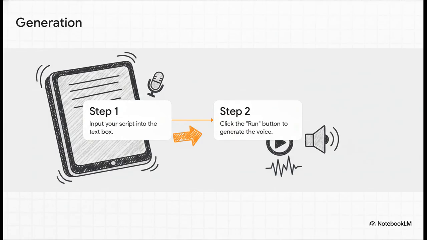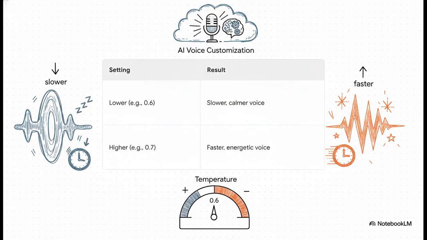It might take a second to process, so just give it a beat. And in just a few moments, it'll generate the audio file for you to play back. And remember that temperature setting? Here's where you can play with it to fine-tune the delivery. If the voice comes out a little too slow for your liking, just nudge that temperature up towards 0.7 for a more energetic vibe. If it's too fast, just dial it back down towards 0.6 for a calmer, more relaxed voice. It's awesome because it lets you customize the pace to perfectly match your script.